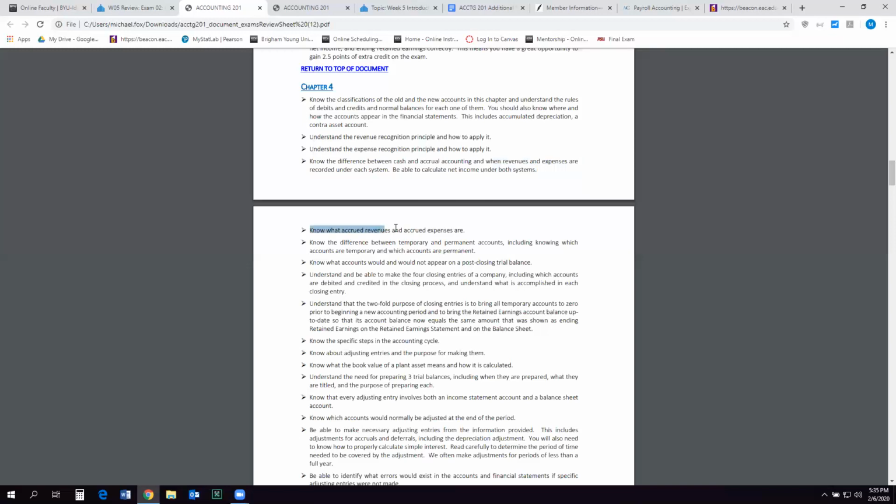Know what accrued revenues and accrued expenses are. So again, accrued revenues are those revenues that we've earned over the period but haven't yet billed. This is really common with lawyers. They'll do work for people all month long, and then at the end of the month, they will do an accrued revenue entry where they just put, hey, we earned $10,000 this month, and then put it into accounts receivable.